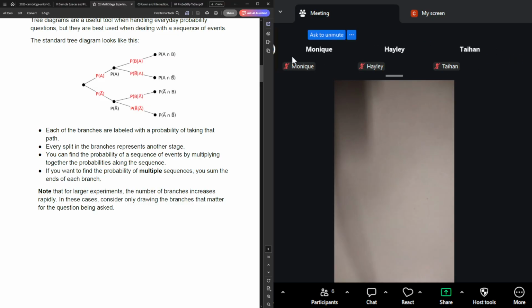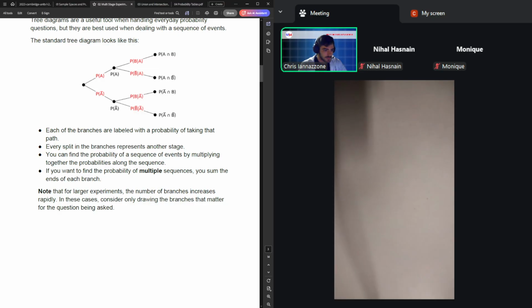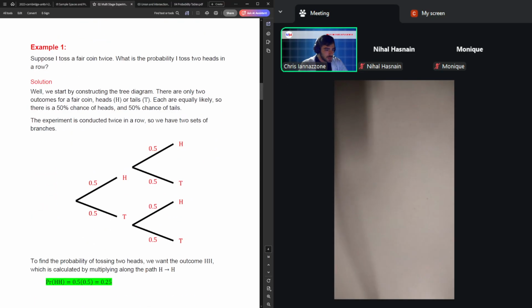Cool. Alright, well here's an example. Again, we've got the coin toss example. We are tossing a coin twice. So for instance, this first little stage here is going to be the first coin toss, and then this second stage of branches here is going to be the second coin toss. The probability we're trying to find is the probability of tossing two heads in a row. So in other words, going from head to head. What is the probability of finally arriving at this head?